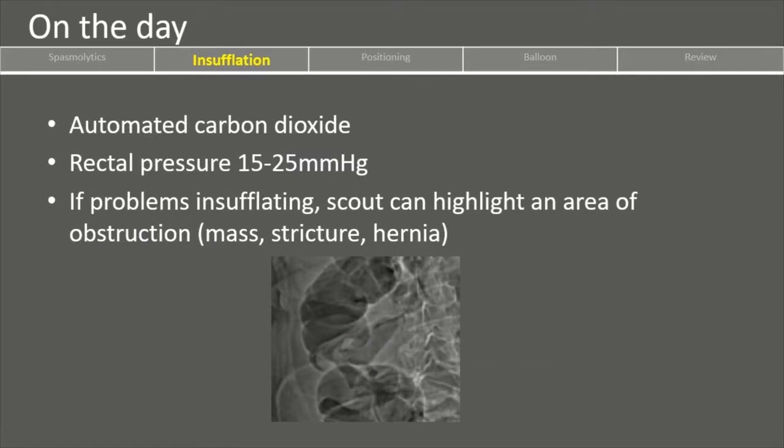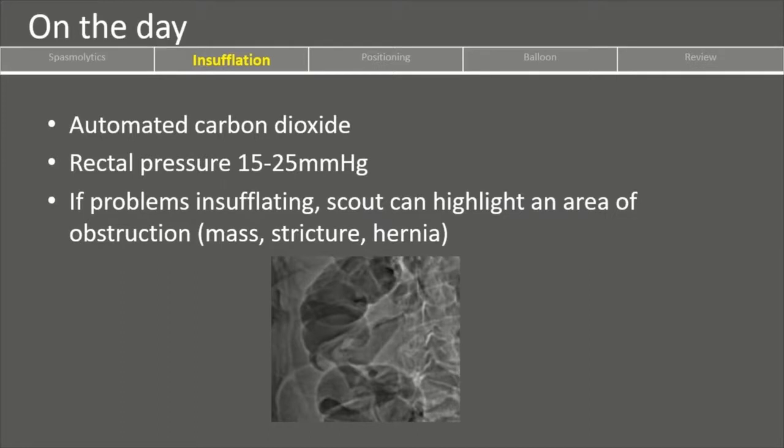Insufflation with carbon dioxide, very important, it's a key part of the test. Generally use automated carbon dioxide for a rectal catheter. And the key thing is to monitor the rectal pressure rather than the volume of gas that's going in. That will help guide you as to how the insufflation is going and give you an indication of whether you're getting good distension.